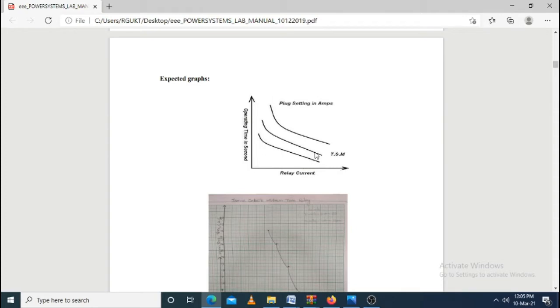Okay, so different time setting multipliers. The time setting multiplier is 0.1 to 1. So different time setting multipliers give different curves. Okay, so here we are taking 0.5 only. So at 0.5 only one graph will come.